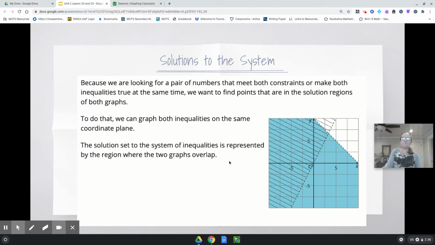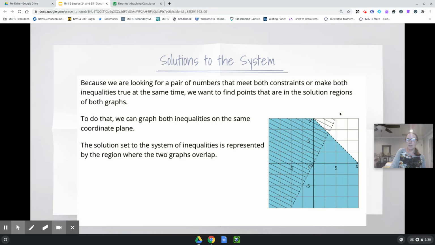So now, because we're looking for a pair of numbers that meets both constraints or makes both inequalities true at the same time, we want to find points that are in the solution regions of both graphs. And so to do that, we can graph the inequalities on the same coordinate plane. So you just saw them graphed individually. And here you can see what it looks like if I graph both on the same coordinate plane. And the solution set to this system of inequalities is represented by this region where the two graphs overlap.